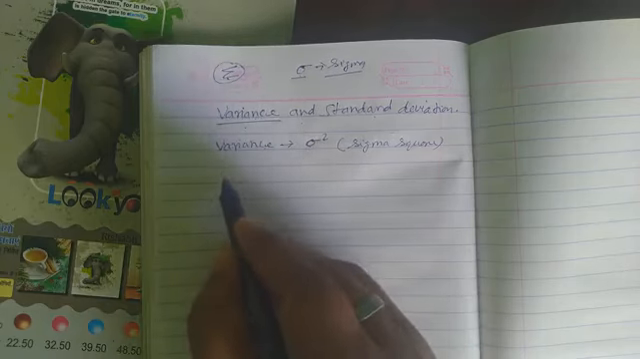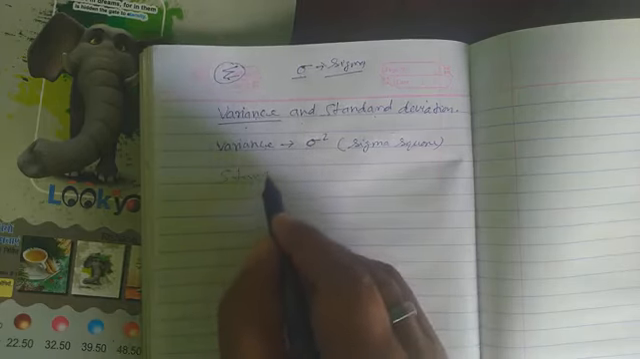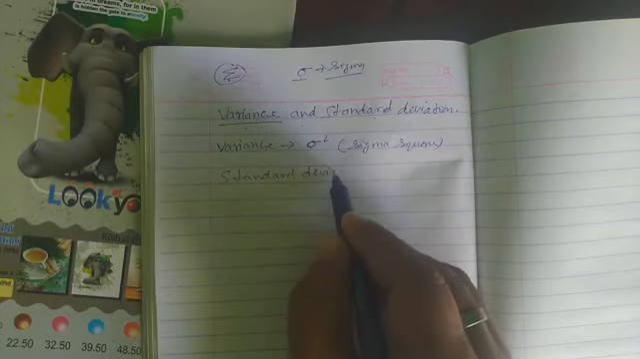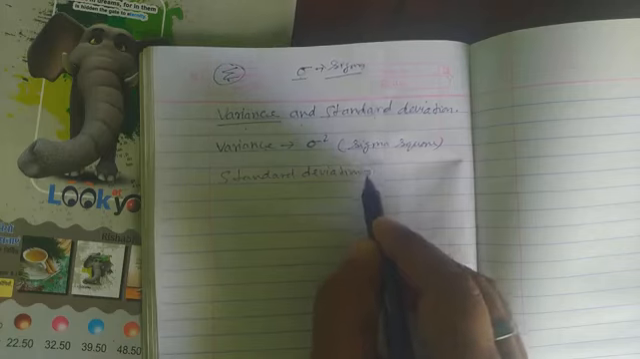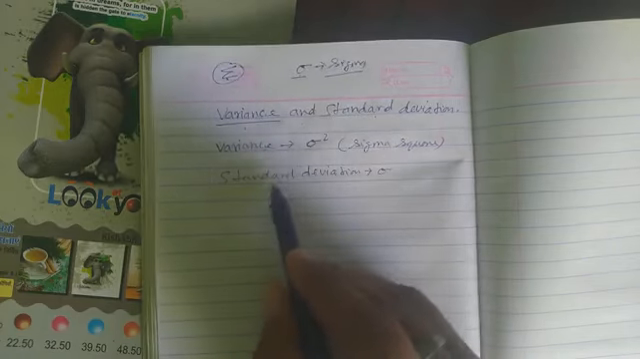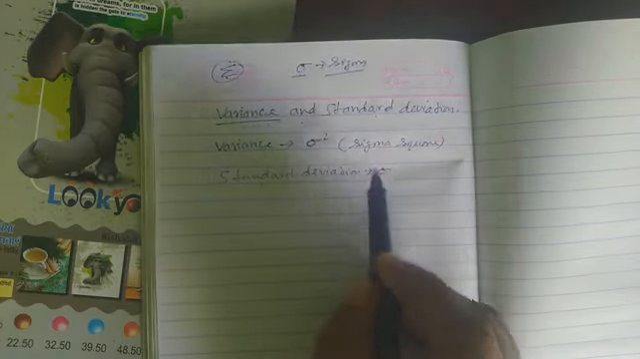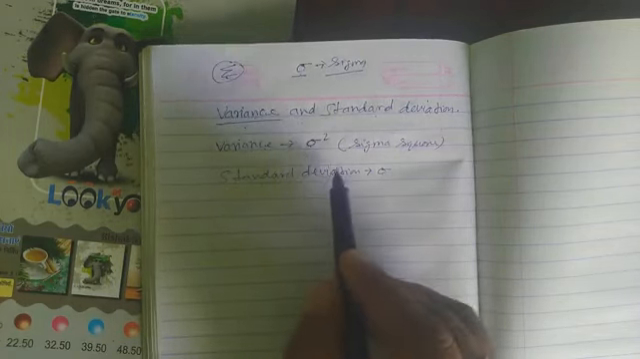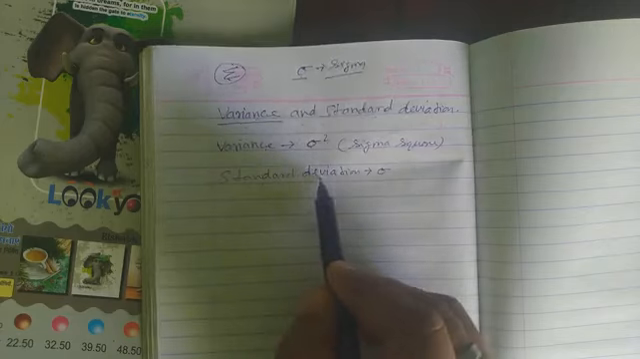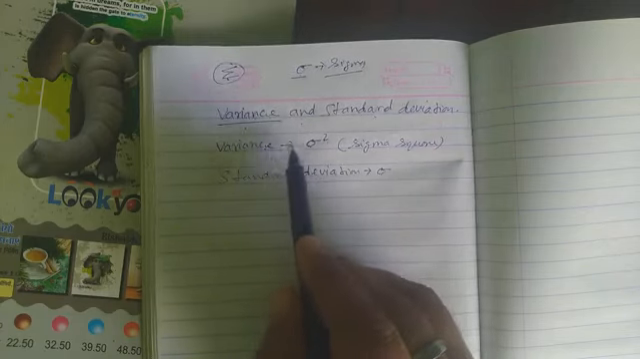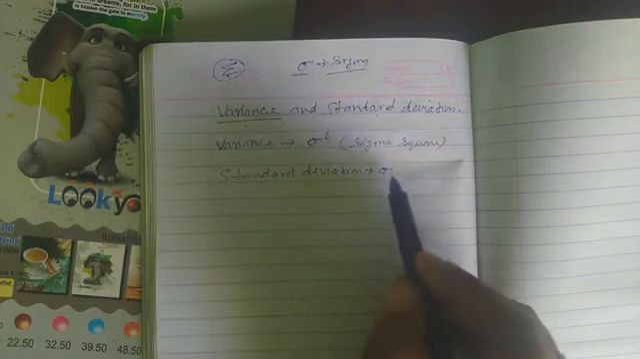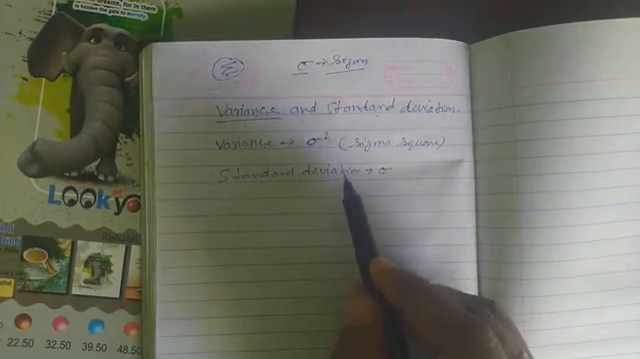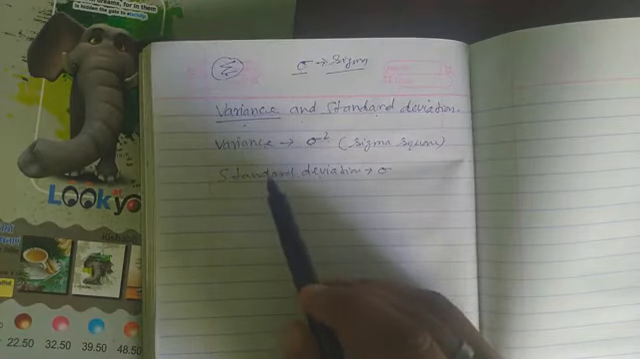And suppose you are using the standard deviation. The standard deviation symbol is only sigma. The variance symbol is sigma square. So suppose you are finding the standard deviation: first of all you will find the variance, then you will find the square root of this value, and then you will have the standard deviation. In this way both topics are related to each other.